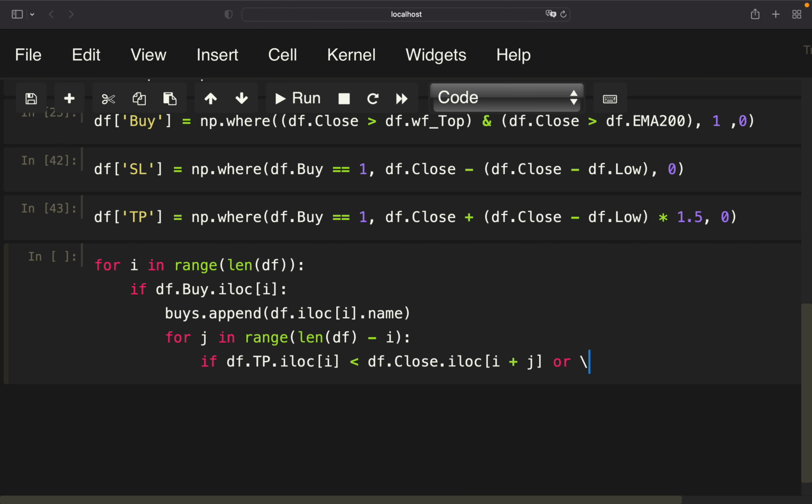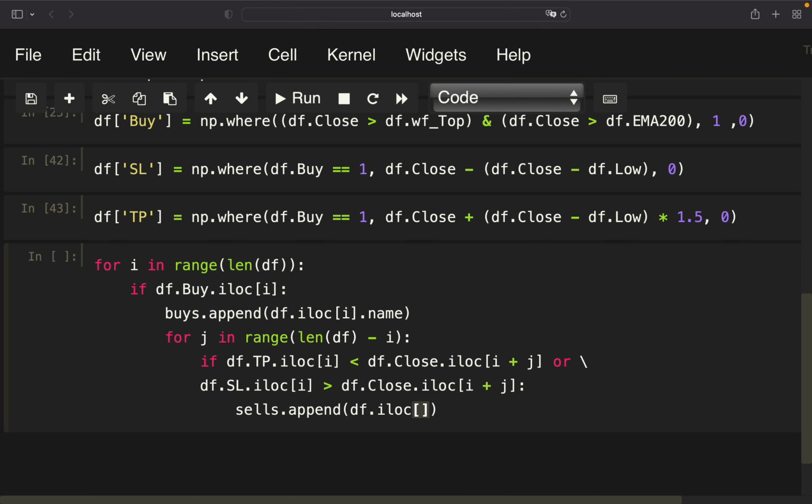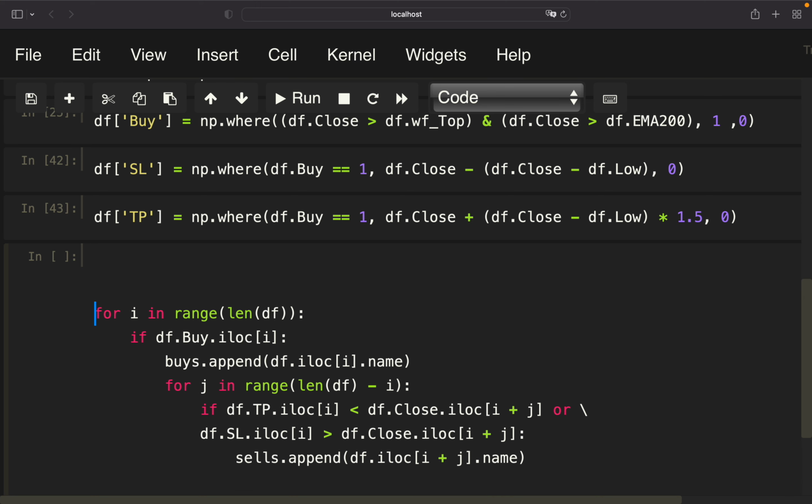Or, and this is the stop loss logic, same procedure here. The stop loss stays the stop loss from the buying row, and if the close is smaller than my stop loss, I want to append a selling date. So sells append, and then I just take iloc of I plus J and then the name to get the timestamp. Of course, I need two empty lists where I'm appending stuff. So buys and sells, two empty lists here.